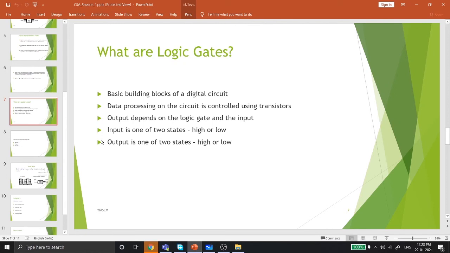The output depends on the type of logic gate, like AND, OR, NOT, NOR, XOR. The input is one of two states, high or low, and the output is also one of two states, high or low. There are no other states in a logic circuit or in a digital circuit. There is just high or low.